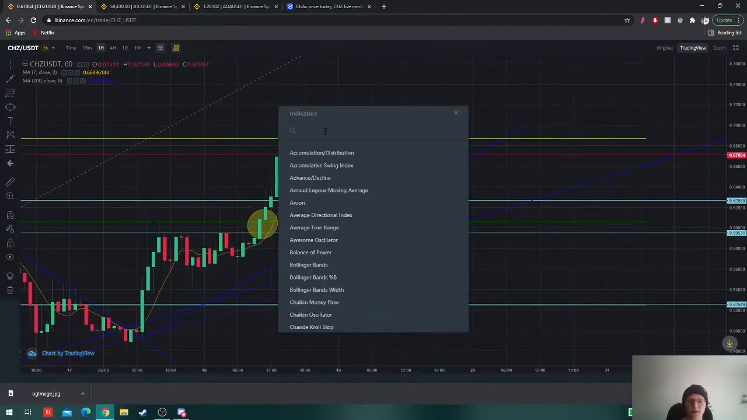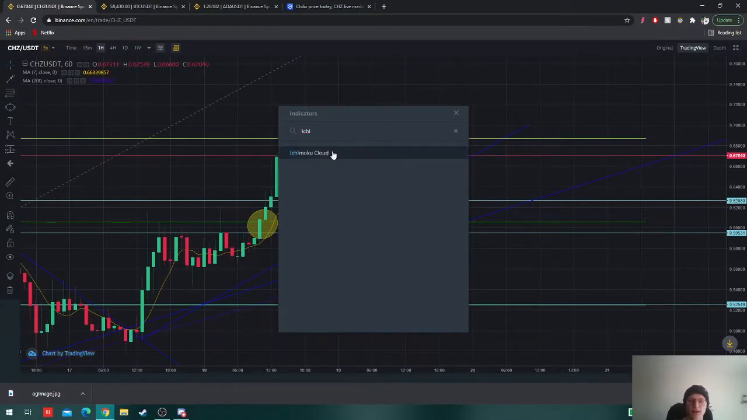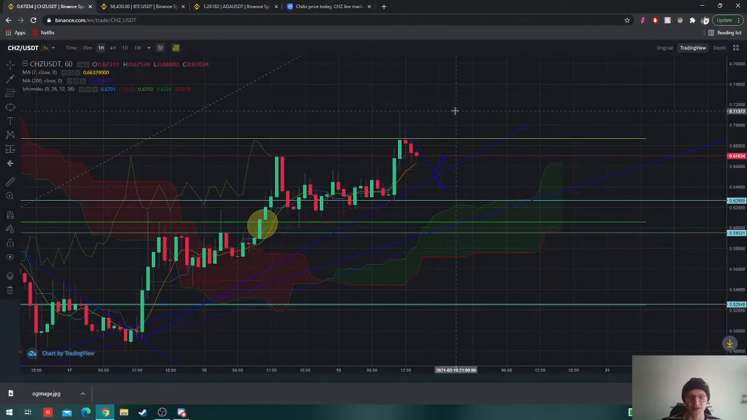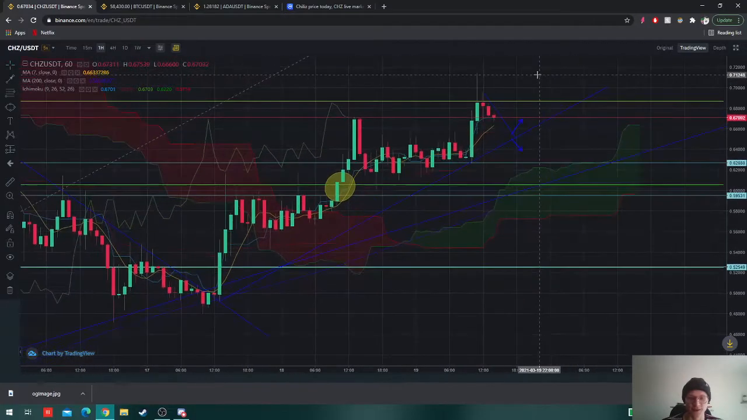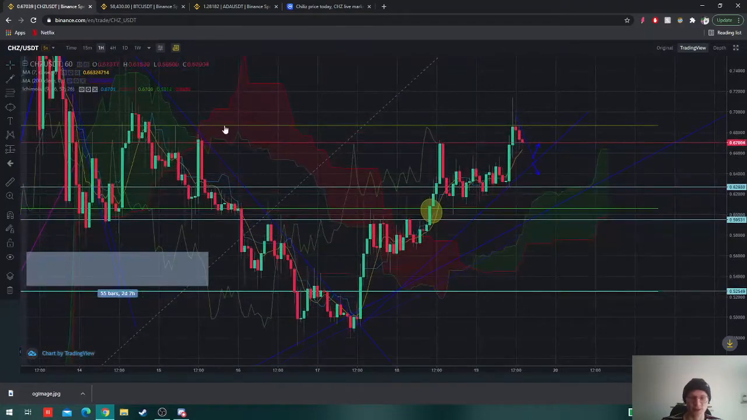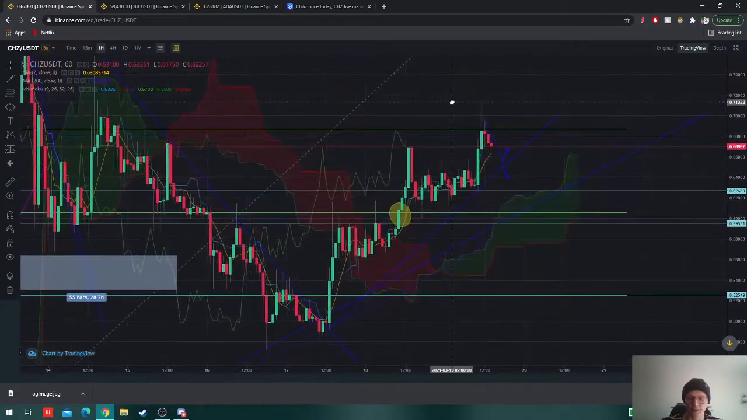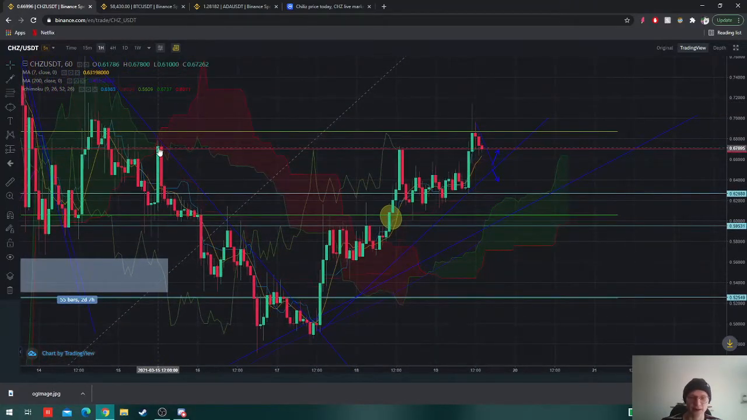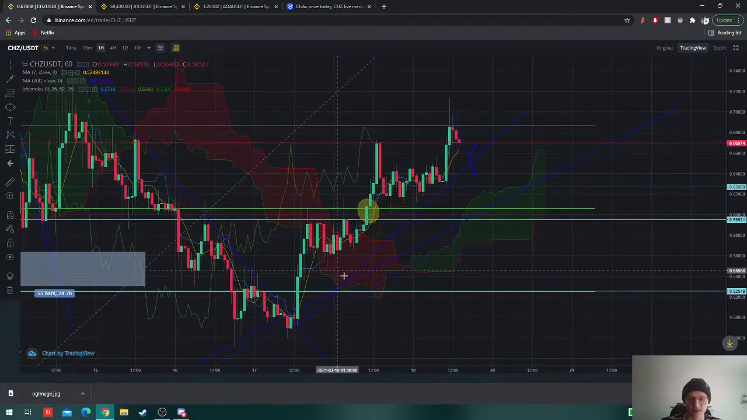Another very useful technical indicator I use is the Ichimoku Cloud. You can get this one by searching for the Ichimoku Cloud on the technical indicator again. And I just use the standard settings for this one. The Ichimoku Cloud has a lot of smaller technical indicators, but we will be mostly looking at the cloud itself.